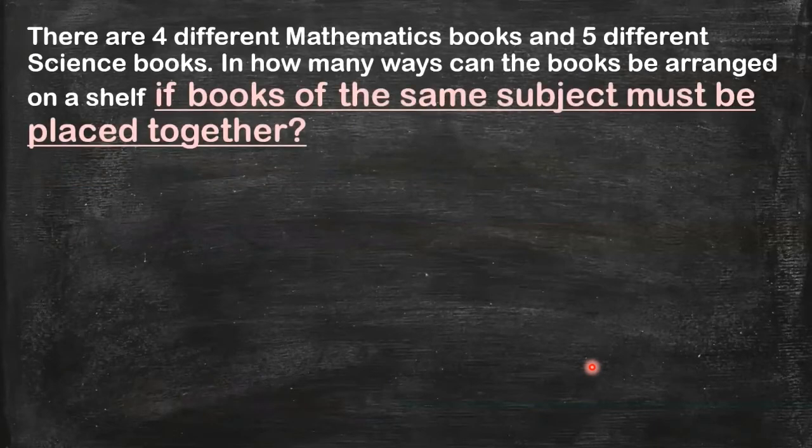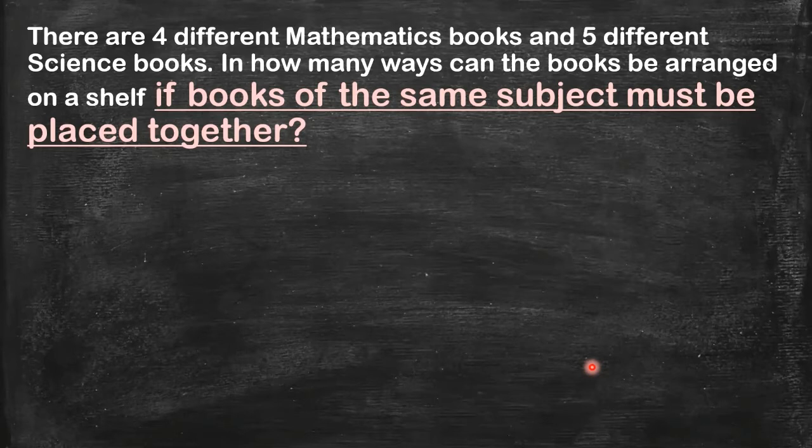Okay? Here, we still have the 4 different math books and 5 different science books. Ano yung iniba? The condition. We're still asked, how many ways can the books be arranged on a shelf? Okay, this is now the condition. If books of the same subject must be placed together. So, na-imagine nyo naman, right?